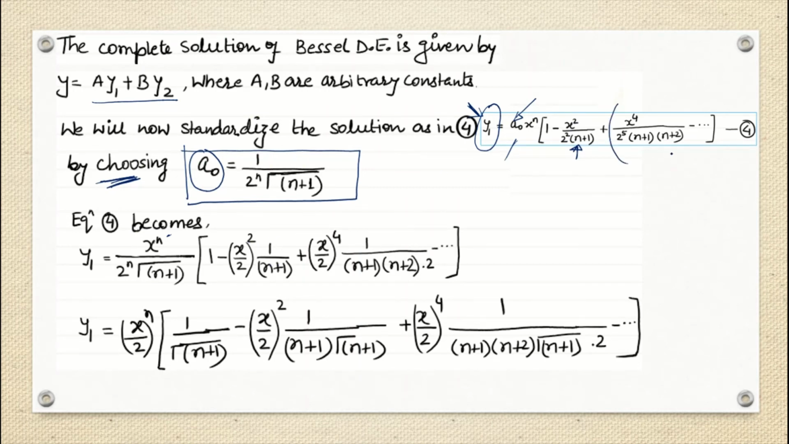What about this term? What can you write? You can write x by 2 to the power 4, and then 1 2 will be separated out, correct? That means x by 2 to the power 4, and then n plus 2, n plus 1, whatever, n plus 1, n plus 2, and then into 2, and then so on. Fine. So now we are saying that x by 2 to the power n we have made common for all terms, and this 1 by gamma n plus 1 I am multiplying in all terms.